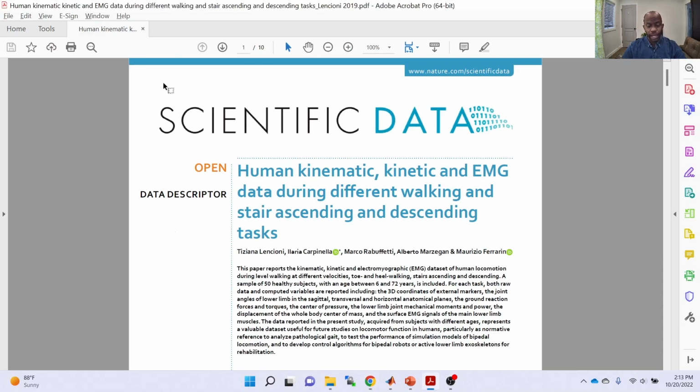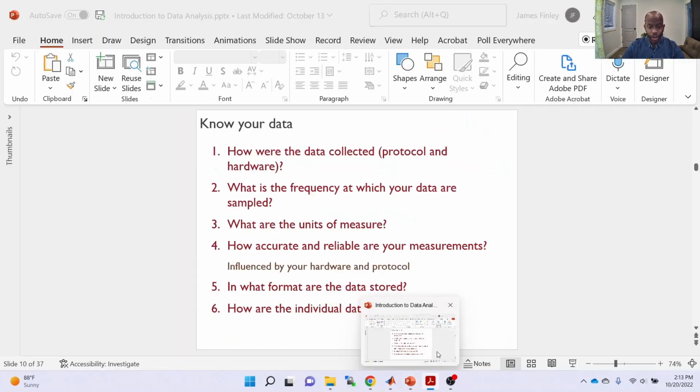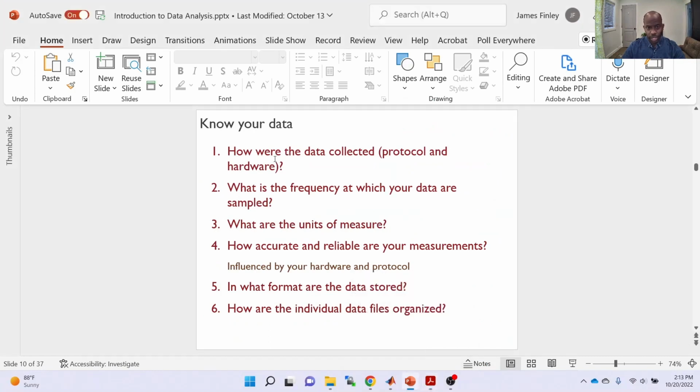And so I'm going to do that in part by walking through the PDF version of the paper. And we'll work through these steps of data analysis in order. So I'll move back and forth from our PowerPoint to the document. So the first step that we outlined here was to make sure we understand how the data were collected. So that will be the protocol and hardware.